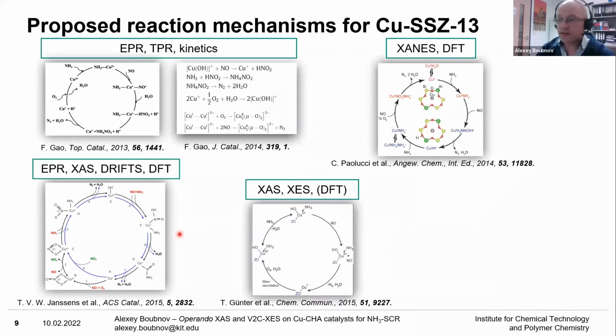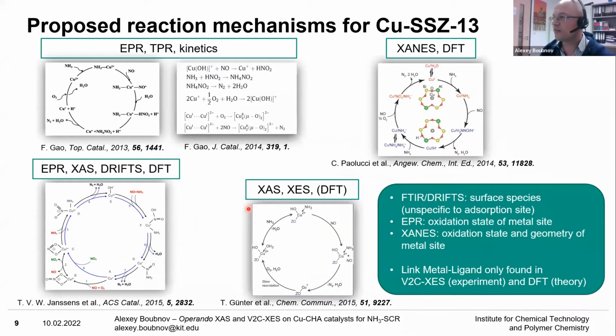Now, based on these operando techniques, many authors have proposed various mechanisms which are very similar. This is NO and ammonia in, nitrogen, water out. There are some differences, of course, but we need to really be specific to what we're probing. So infrared spectroscopy is probing the surface species, but it might be unspecific to the adsorption site where these surface species are. EPR and XANES are giving information on the catalytic site itself.